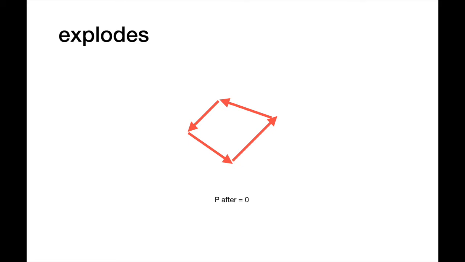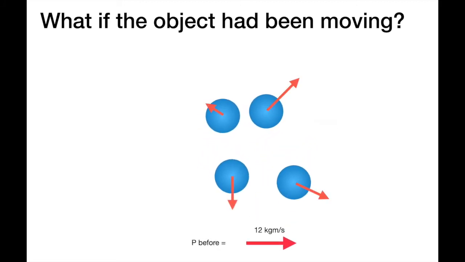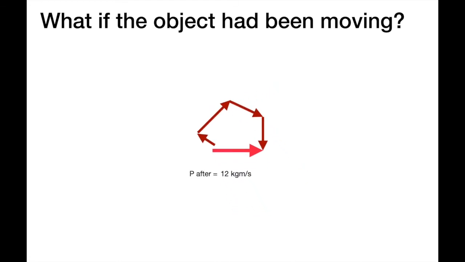Usually someone asks me, what if the object was moving to begin with? Well, let's imagine it had a momentum to the right, and this time it explodes. Let's imagine that the particles have momentums that look like this. If we carefully add those together, we would find that they still add up to that original momentum of 12 to the right.